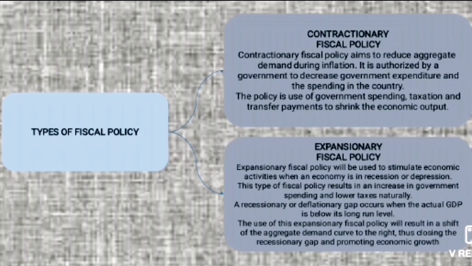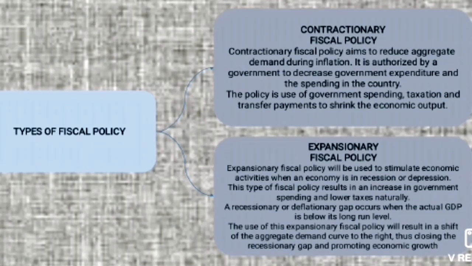A recessionary or deflationary gap occurs when the actual GDP is below its long-run level. The use of this expansionary fiscal policy will result in a shift of the aggregate demand curve to the right, thus closing the recessionary gap and promoting economic growth.